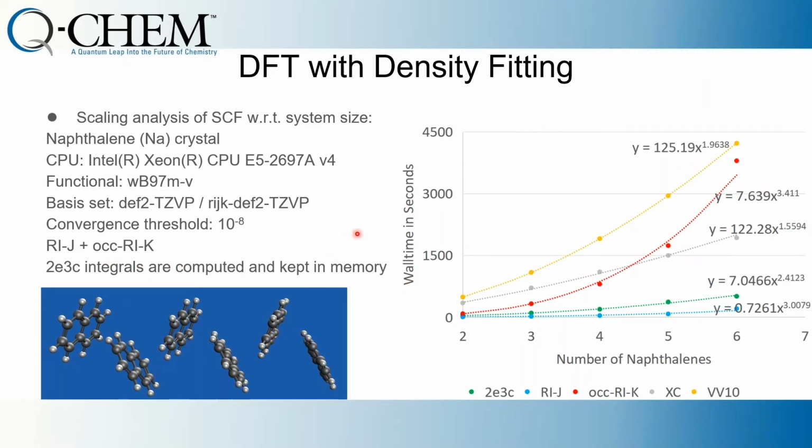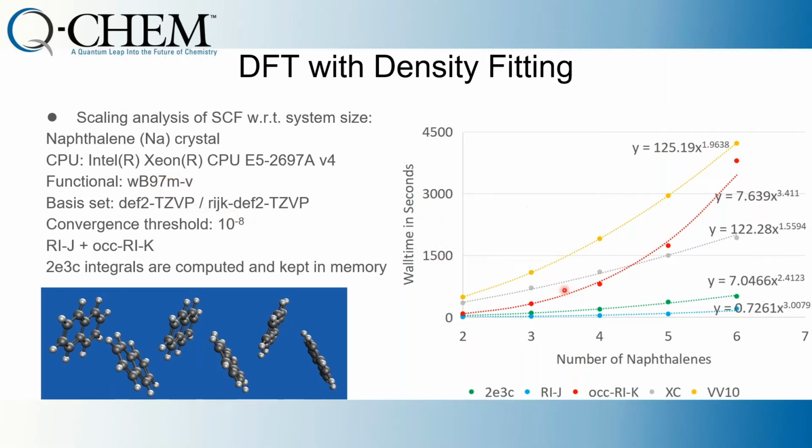For example, if I have naphthalene six-mer, where the total number of basis functions is about 2,000, about 30 gigabytes of memory is required for one two-electron three-center integral matrix. And because of this functional, we need to keep two copies of the two-electron three-center integrals. One is for J, which is the regular two-electron repulsion operator. K is using a range-separated operator. So we need two, and totally it's 60 gigabytes. So when the given memory is available, I will just pre-compute and keep them in memory.